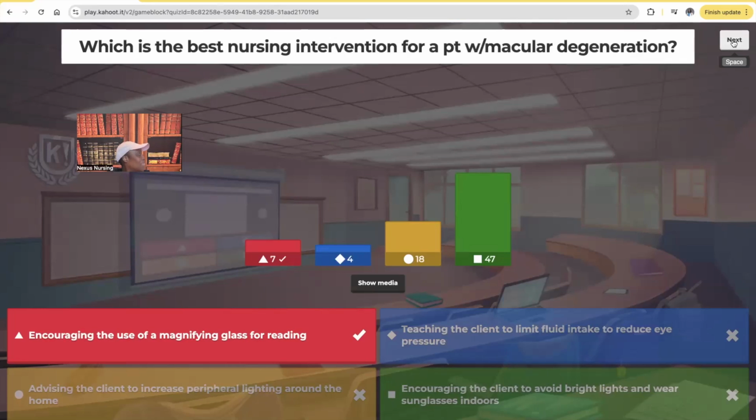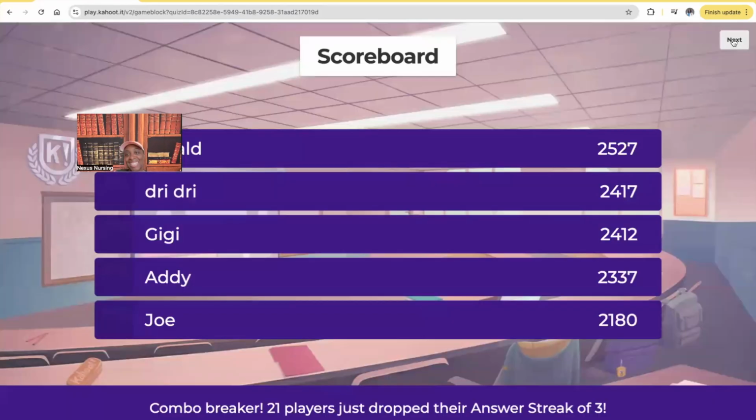Amory Page said magnifying glass. I didn't know they still made those. Are you serious? Or are you just trying to make me feel old?